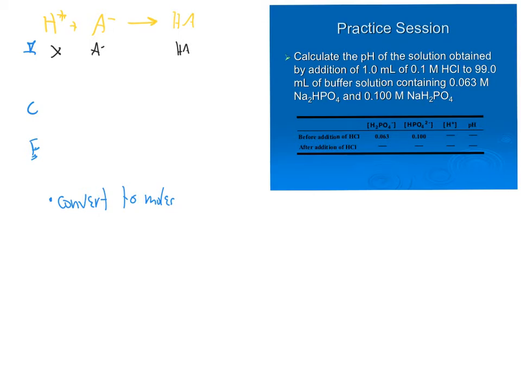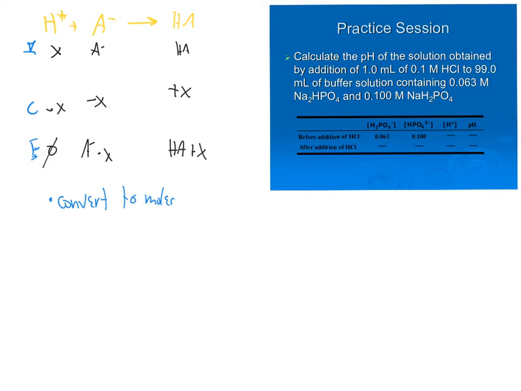Of course, you can figure out the numbers from before. We were already given those numbers. This would be minus X, and this would be plus X. So, of course, there's nothing left of H plus at equilibrium. This would be A minus X, and this would be HA plus X. Then you just put that into your equation for Henderson-Hasselbalch and plug and chug.